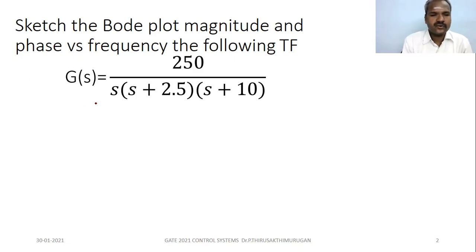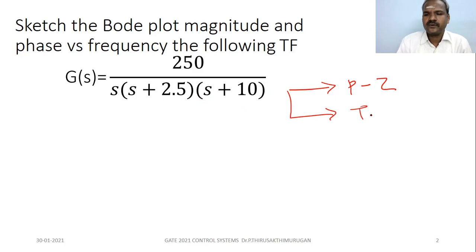So first we have to convert this transfer function into pole zero form. Okay, pole zero form. So first we have to convert this into time constant form. This is the first step for Bode analysis.